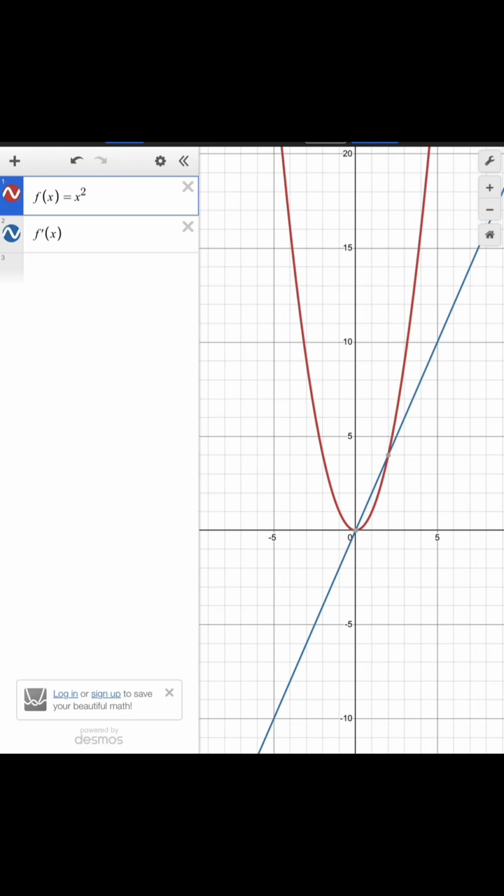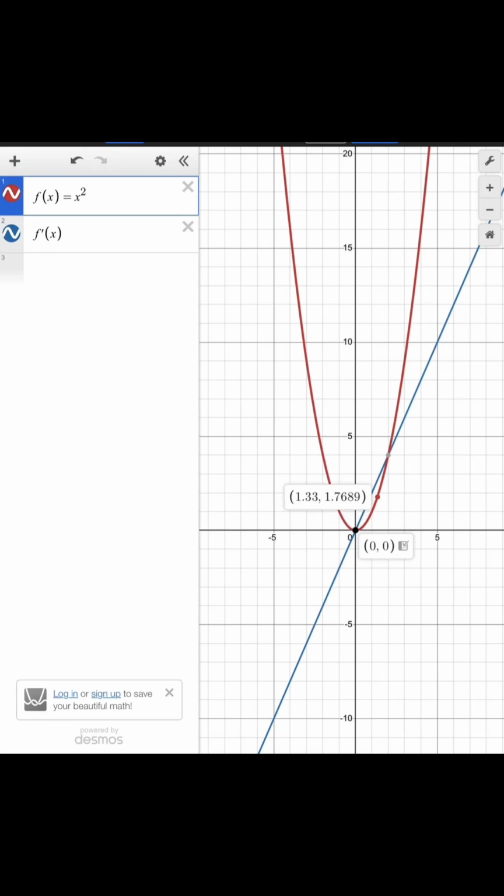Now we can have a look at the turning point for this quadratic, which is 0, 0. If we have a look at the gradient graph, this blue line, that 0, 0 is exactly the same point. So at 0, 0, it has a 0 gradient as well. So that means that the graph is not increasing, it is not decreasing at that point, and that is because it represents the turning point. So it's the point where this original function goes from a negative gradient to a positive gradient.